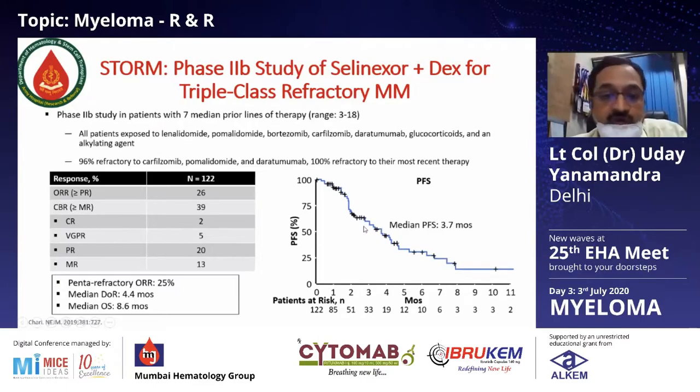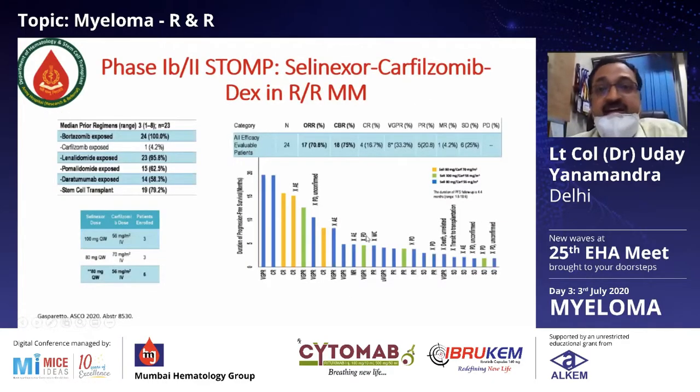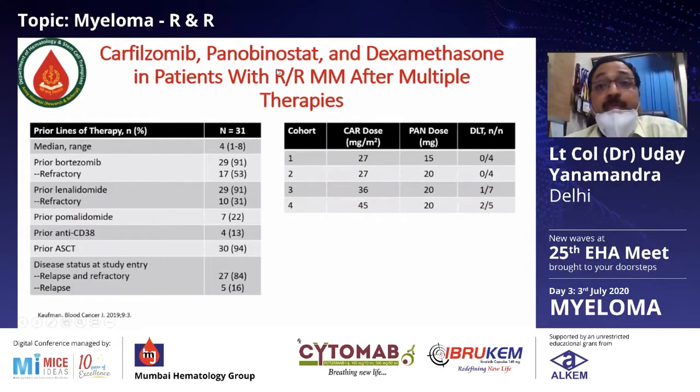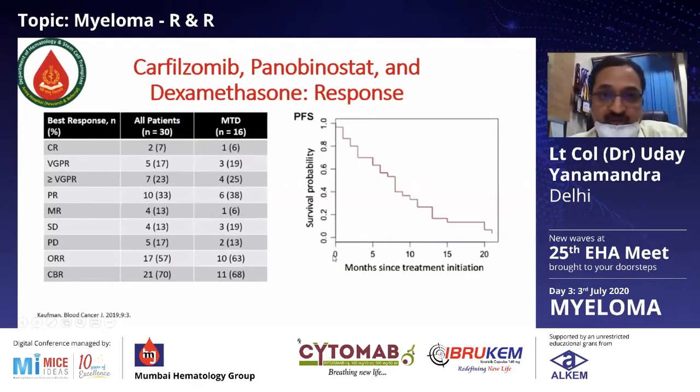So selinexor is one of those agents which is going into phase 3 trials now in triple class refractory multiple myeloma patients. The other trial, of selinexor combination with carfilzomib, again the STORM trial, has also shown an ORR of around 70% in those patients who are triple refractory. Combination of panobinostat, this is one of those drugs which actually came and then people forgot about it, but a combination of panobinostat with carfilzomib and dexa shows that in triple refractory patients, even this can have some benefit in this particular group of patients.